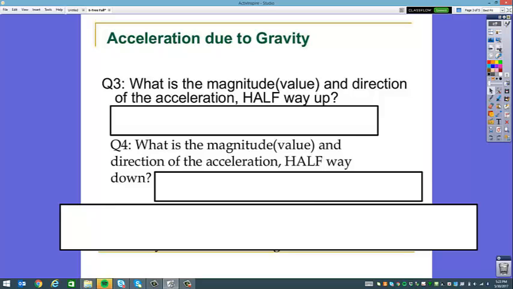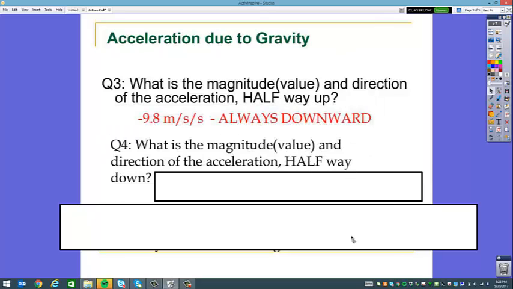What is the magnitude, the value? Anytime you see the word magnitude, it just means numerical value. You're going to see magnitude like a million times this year. So magnitude just means number. So what is the magnitude and the direction of the acceleration halfway up?